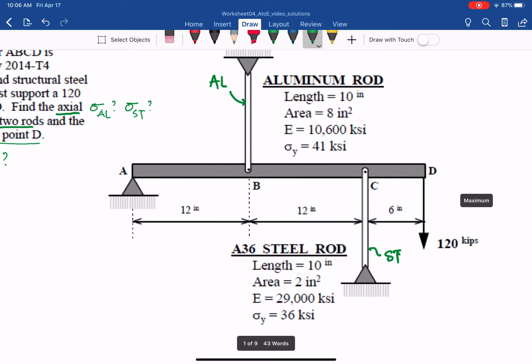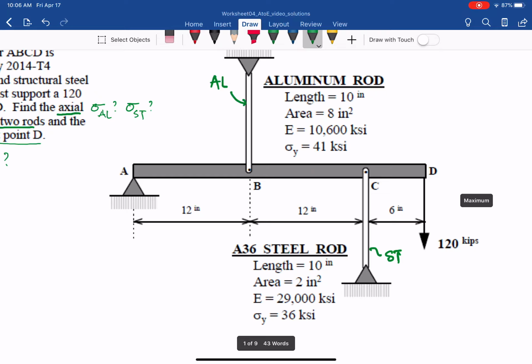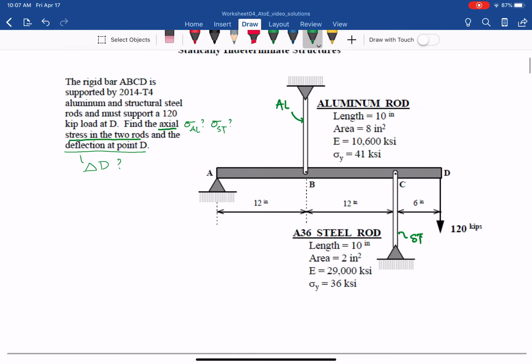And they give us the yielding stress for the aluminum rod is 41 ksi, and for steel, A36 steel, as the name implies, the yielding stress is 36 ksi. So from that, we can do this problem. Start with, just like engineering mechanics, a free body diagram. So let's draw the free body diagram for each, and let's draw together for all of the members here.